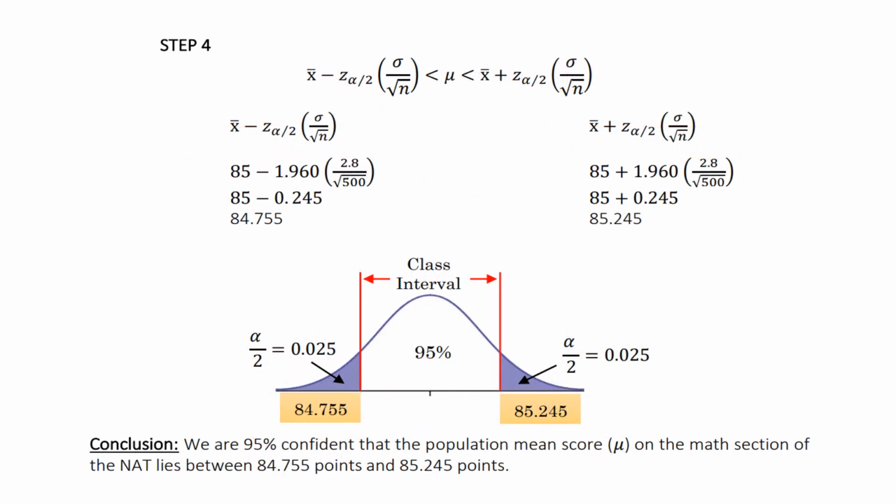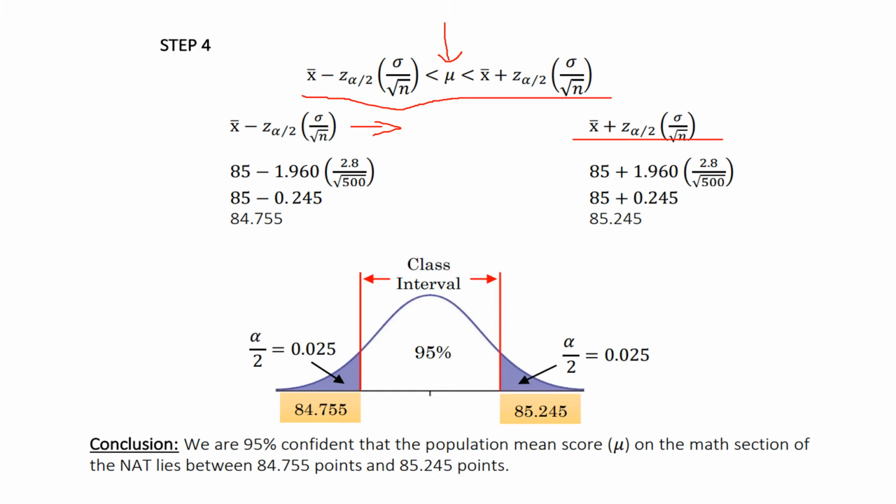So for your step number 4, we're going to deal with this upper and lower confidence level, the UCL and the LCL, and we assume that your population mean will fall in between your lower and your upper confidence level. So we simply use this formula: your x bar minus your C sub alpha over 2 multiplied by sigma over square root of n.